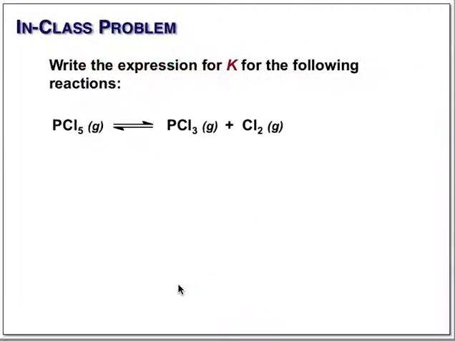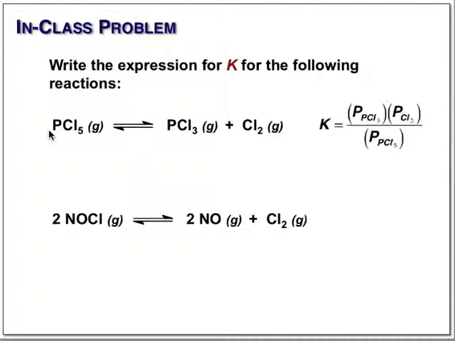Let's do that for a couple problems here. PCl5 decomposes to give PCl3 and chlorine at equilibrium. Our equilibrium expression, we're going to have our products in our numerator. Both of our coefficients are 1, so it's just going to be the pressure of each of these multiplied together. Our denominator is going to be the pressure due to PCl5. Again, our coefficient is 1.